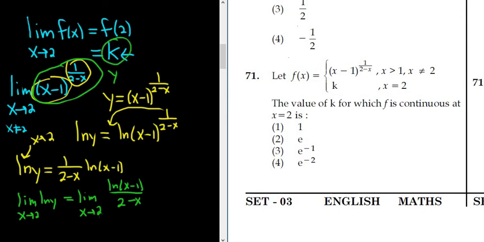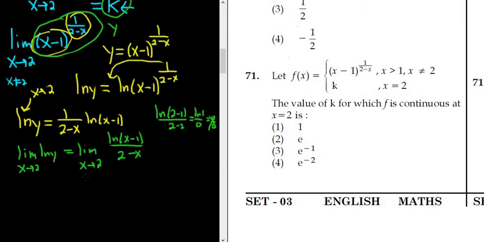All right, you'll notice here, if you plug in 2, you get ln of 2 minus 1 over 2 minus 2. So you get ln of 1 over 0. So you get 0 over 0, which is undefined. So we can use L'Hopital's rule. So L'Hopital's rule says we can just take the derivative of each piece.